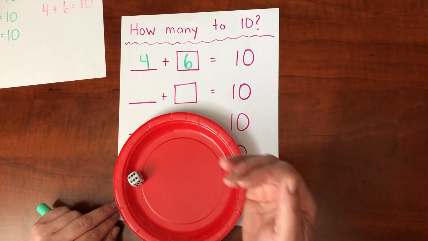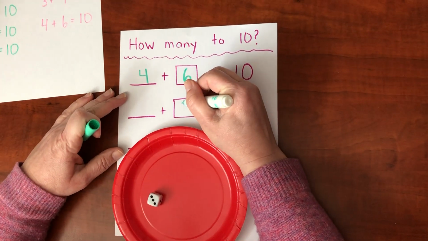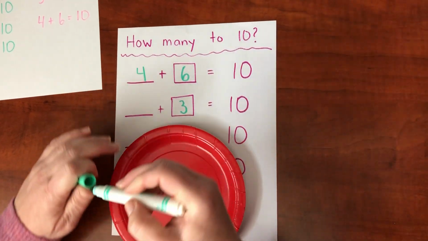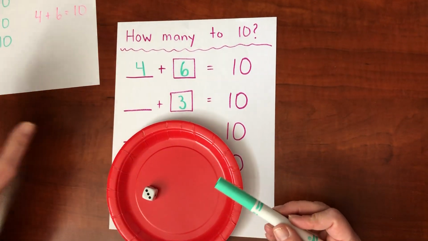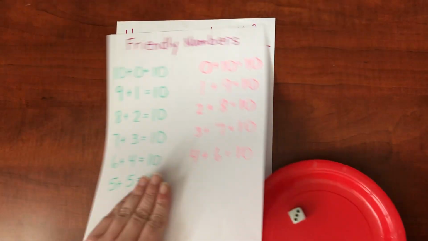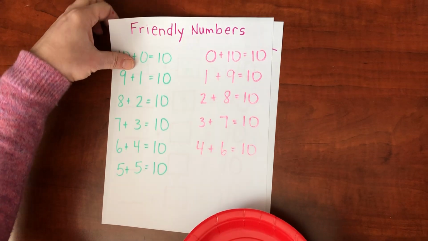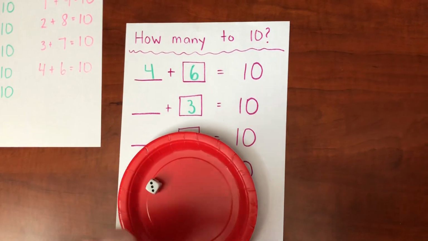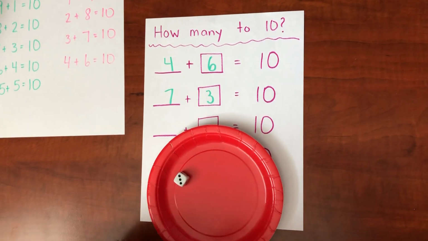So the next one, I'm going to roll a different number. There we go, 3. I write 3 in the box. Think to myself, what number add 3 equals 10? If I need to use my sheet, I can look at my sheet. What number add 3 equals 10? 7 add 3 equals 10. So I write 7 add 3 equals 10.